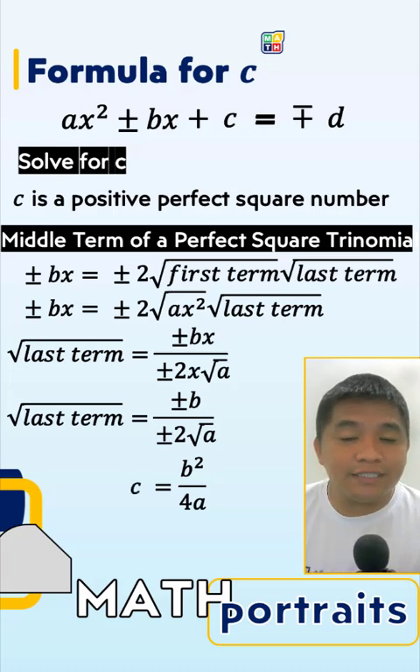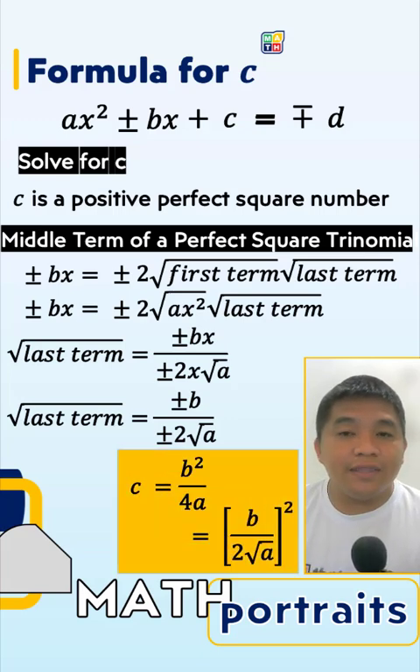But in most cases, this might be difficult for some. Therefore, we have an alternative formula for this. We have the perfect square of b over 2 times square root of a, where we do not apply the exponentiation for b and 2 and remove the square root of a. This is the formula for c in order for us to complete the square.